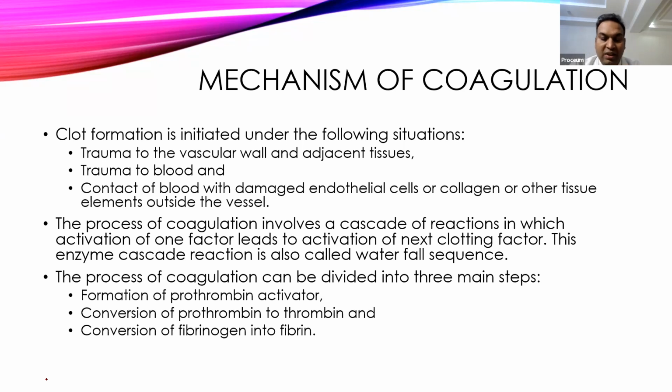And this clot formation involves three steps. One is formation of prothrombin activator, second is conversion of prothrombin into thrombin, and third is conversion of fibrinogen into fibrin. Of these, conversion of prothrombin into thrombin and conversion of fibrinogen into fibrin are common, while formation of the prothrombin activator is a complex step, and it depends upon the stimulus. This is divided into the intrinsic pathway and the extrinsic pathway.